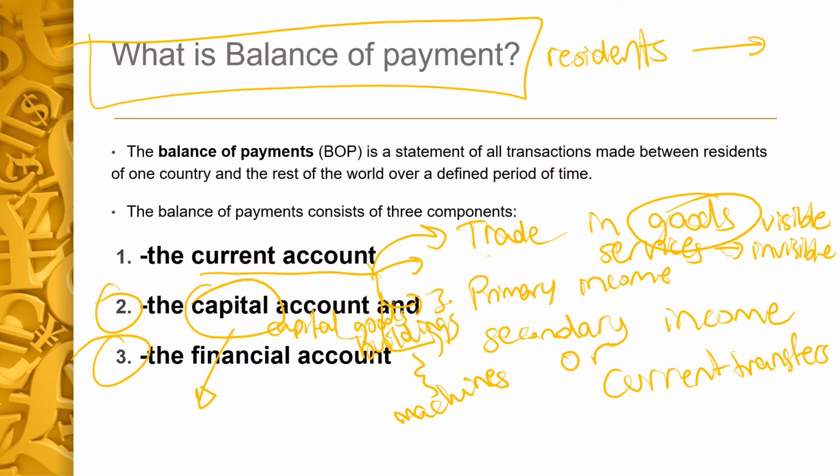And finally, the balance of payments is made up of the financial account, which is investment flows, including loans and loan repayments. And also it includes the sale of shares.